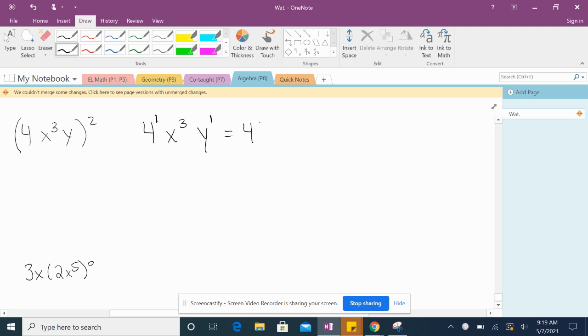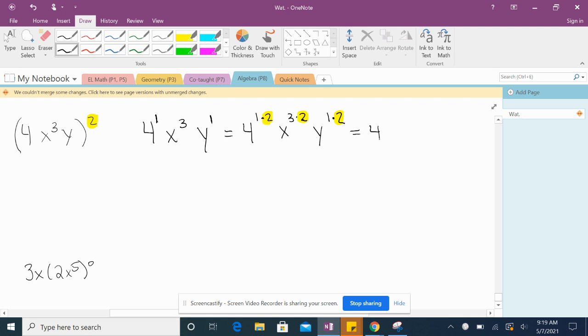And then I'm going to multiply each of my exponents times 2 because the exponent outside of the parentheses is 2.